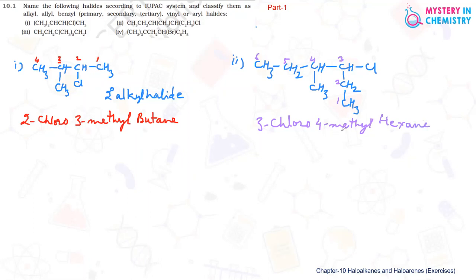The position of the methyl group we have to mention because it is not included in the longest chain. So this is the name, and here we have to see the halogen. Here halogen is attached to a secondary carbon atom. That is why it is again a secondary alkyl halide.